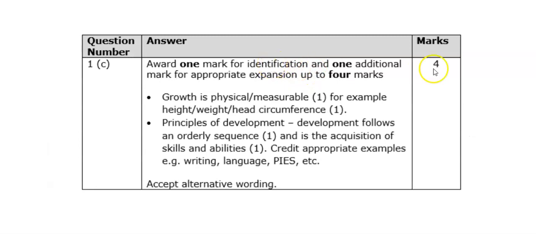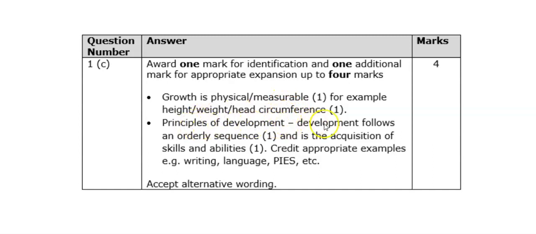Okay, the answers. So it was, like I said before, for 4 marks. What you've got to consider is you've got to explain what growth is and also what development is, but you've also got to give an example of one of them. And this mark scheme gives you an idea of what you can put. So growth is physical and measurable, okay? And there are some examples of this, such as height changes, weight changes, and head circumference getting bigger as people get older. Okay, so explain what growth is and give an example of it.